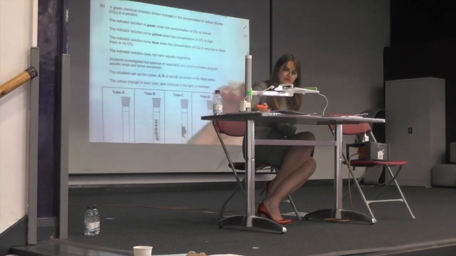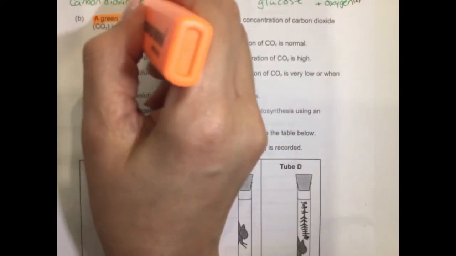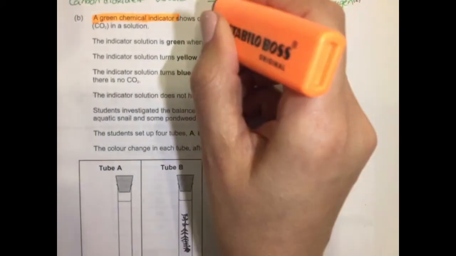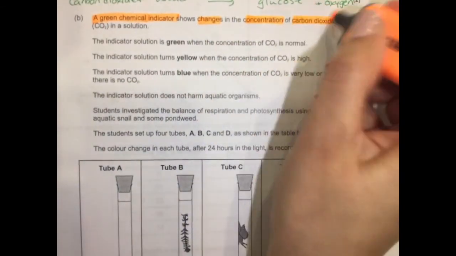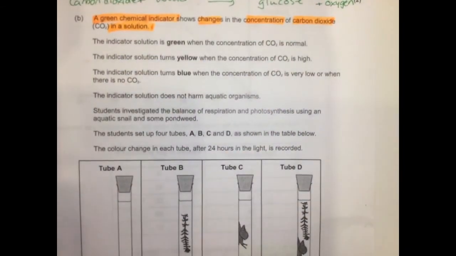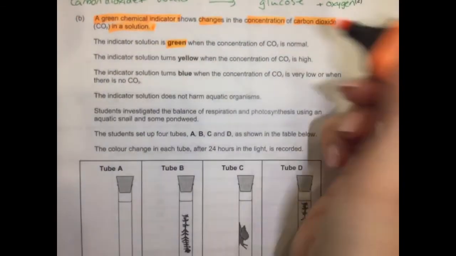A green chemical indicator shows changes in concentration of carbon dioxide in a solution. Now, important bits. Green, CO2 is normal.